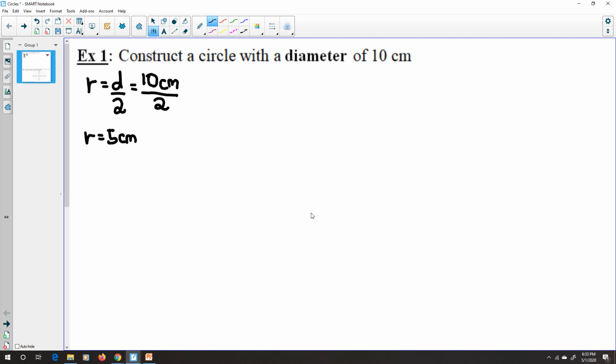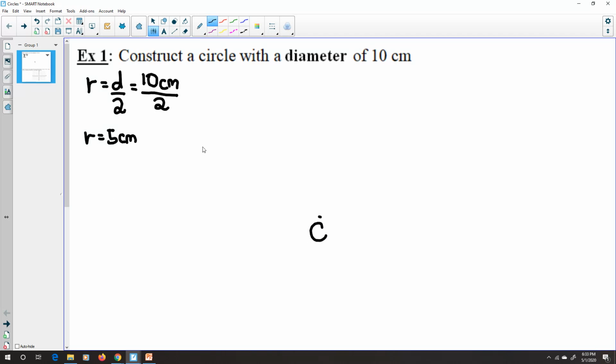Okay, now I want to pick a point on my piece of paper that I'm going to draw the center of the circle. I would always recommend centering this. So I put the center of the circle somewhere in the center of your page. Otherwise, you're going to end up having your circle go off the page. So I'm going to put my center here. So that's my point, and I'll call it point C.